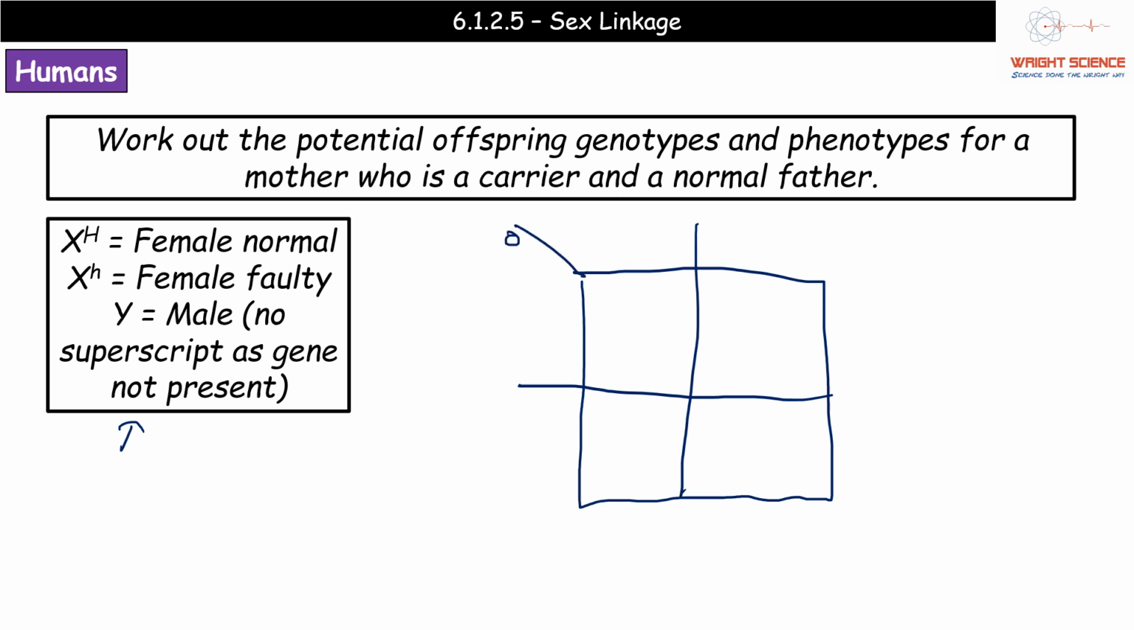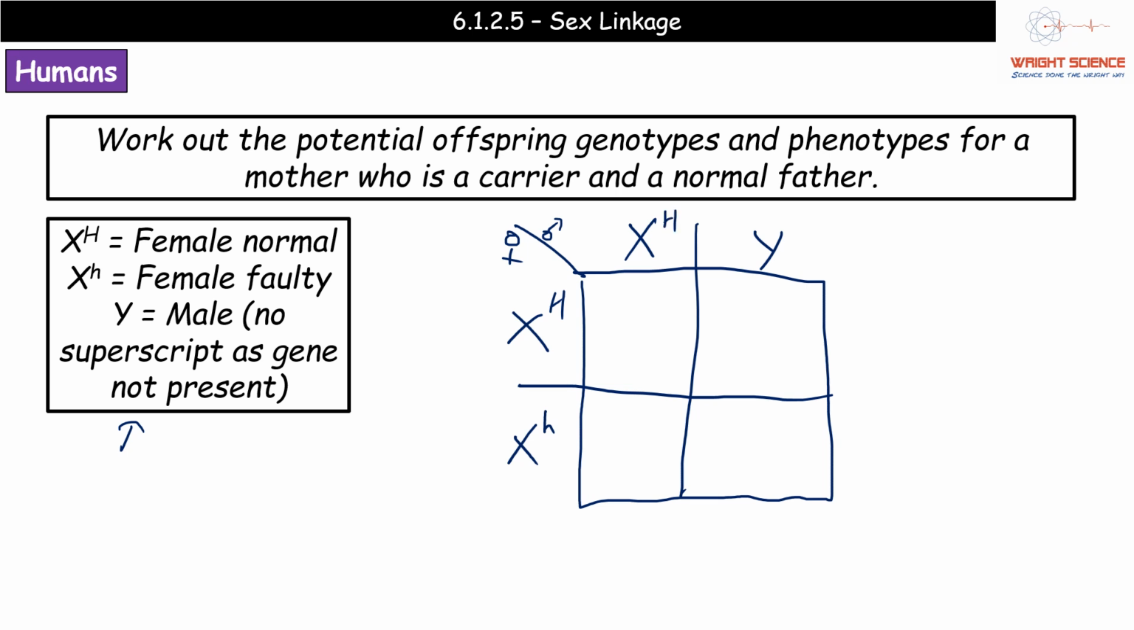And remember our standard way of doing these: males across the top, females down the side. So the mother is a carrier. If the mother is a carrier, that tells us that she has 1 normal and 1 faulty, so we need an X with a capital H and an X with a lowercase h. We have a normal father, which means that he's going to have an X and a Y chromosome. And if he's normal, that means he must have the normal gene.